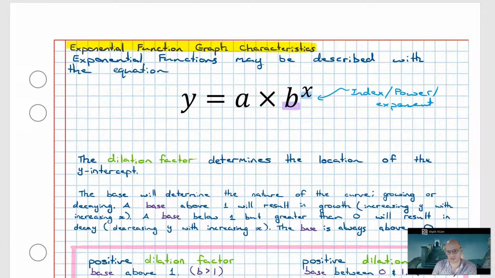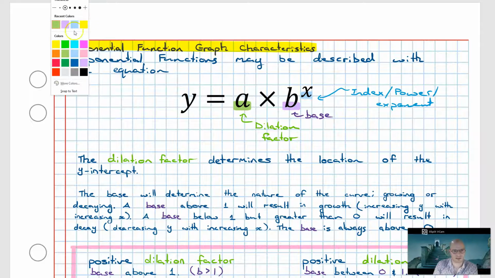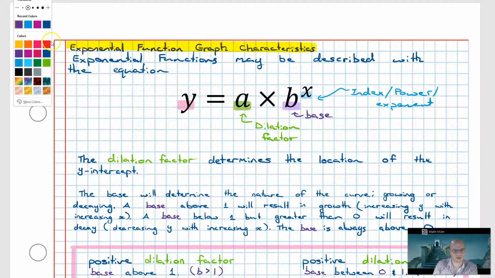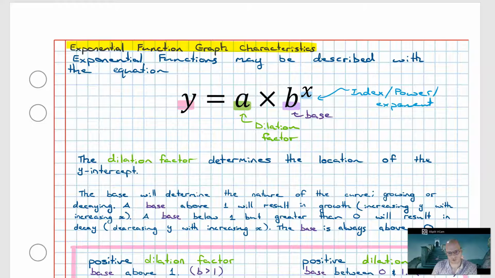We have b, this is our base. Thirdly, we have a. This is a different one, we call this a dilation factor. Then finally we have the y, which we can call our result or our subject. Now, the two components that we're going to look at that will modify the overall shape of our exponential function are the variables a and b, so our dilation factor and our base.